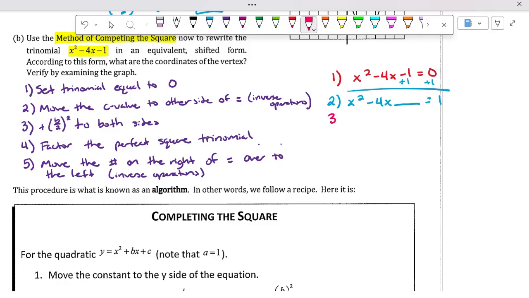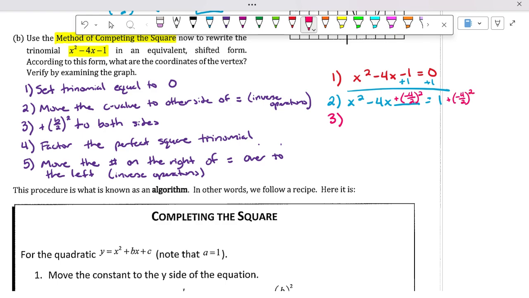Step 3, I'm going to add b over 2 squared to both sides. What's my b value? So what was my original b value up here? Negative 4. So I'm going to add negative 4 over 2 squared to both sides. Because remember, whatever we do to one side, we've got to do to the other.